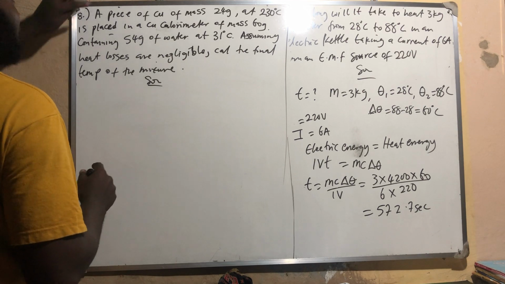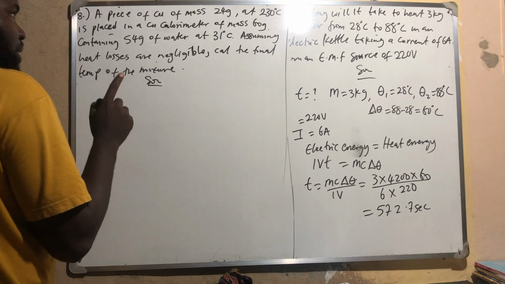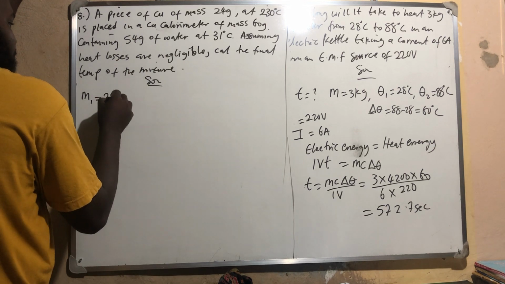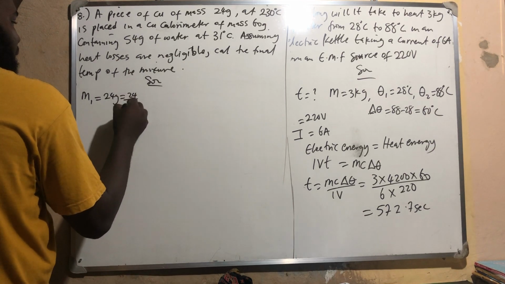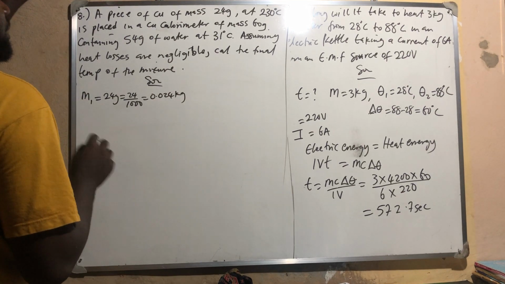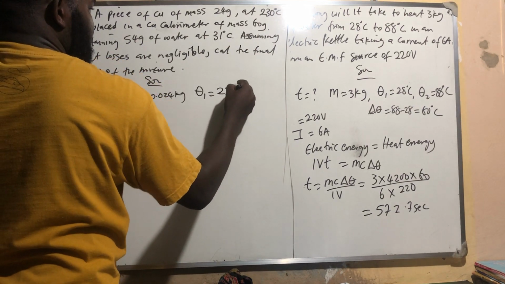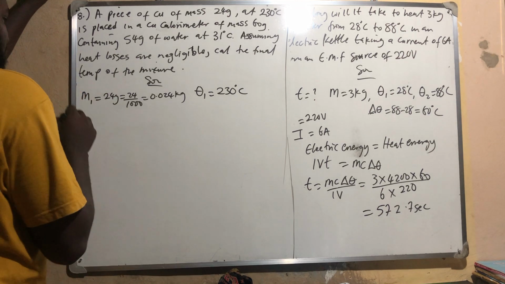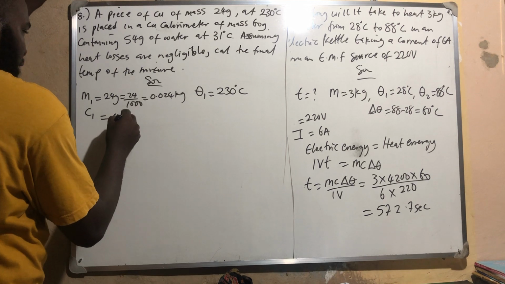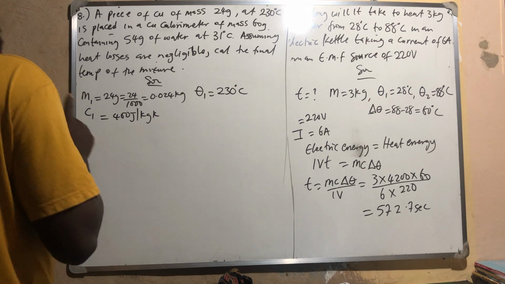Now the first they say a piece of copper. Copper is the first thing that they told us about. So let it be 111. So the mass of the copper M1 is 24 gram, which is 24 divided by 1000, which is 0.024 kg. Now the next thing they gave us, the temperature theta 1, is 230 degrees Celsius. So then the next thing is C1. The specific heat capacity of copper is always 400 joule per kg per Kelvin. All right. So we are done with 111.